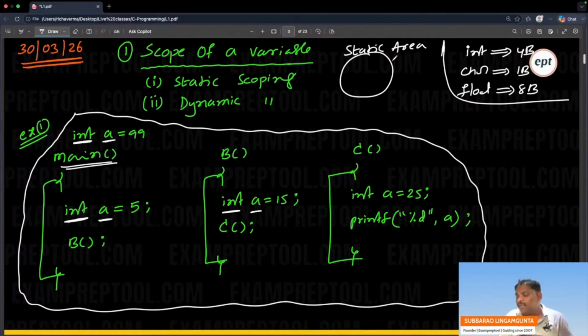Sometimes it is pay as you use: how much you use, that much you pay. That is some other model. Prepaid is one model, postpaid is another.